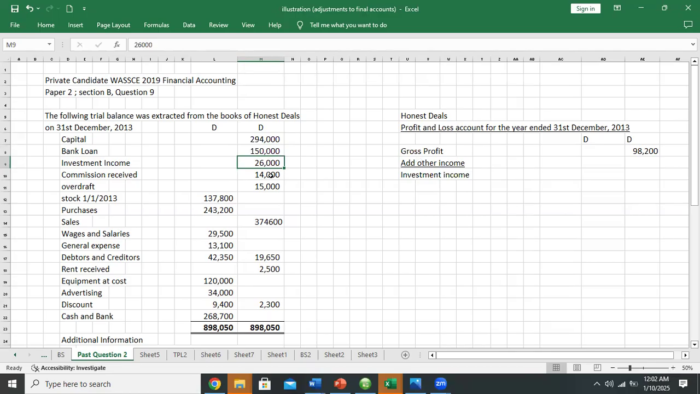The next one is commission received, and I think we saw that too. Commission received. So we have 26,000, and then commission received is 14,000. The next item is overdraft. Please, an overdraft is also a liability, bank overdraft. I think you know what this is from preparation of cash book.